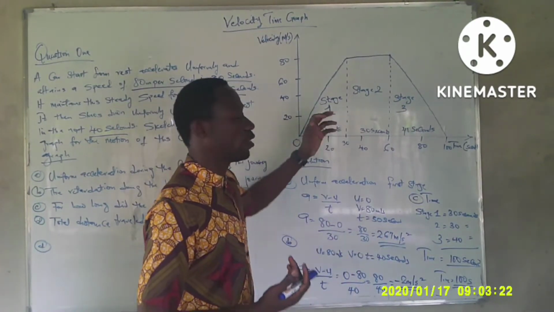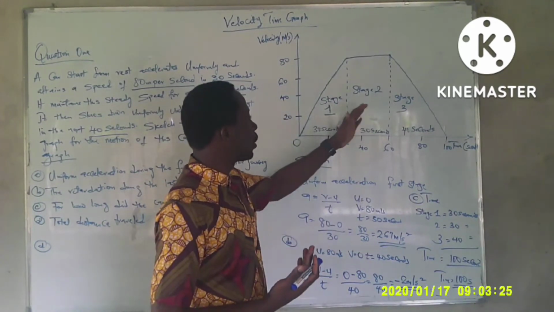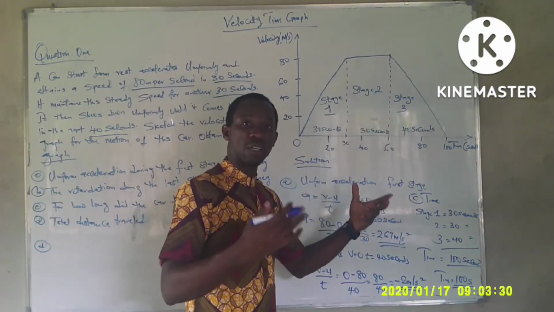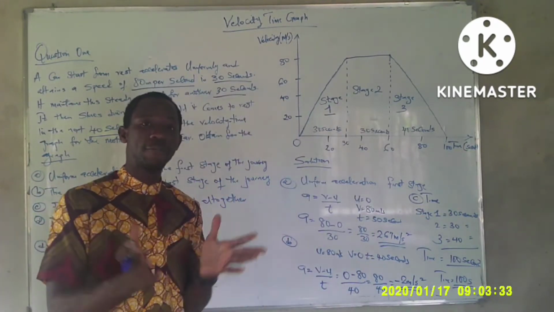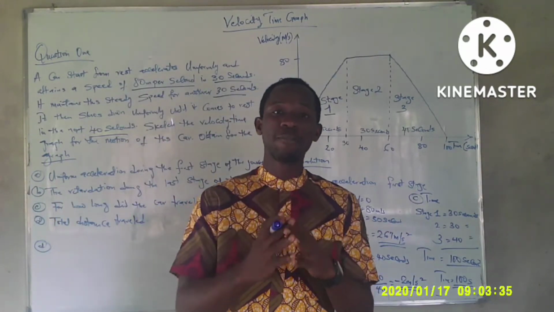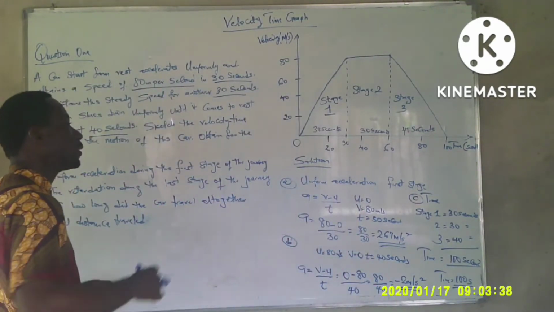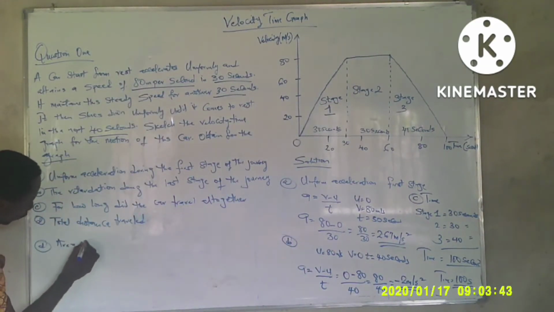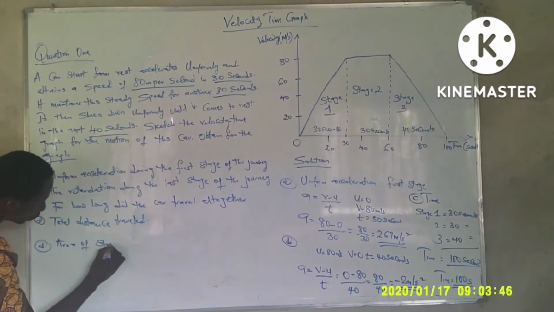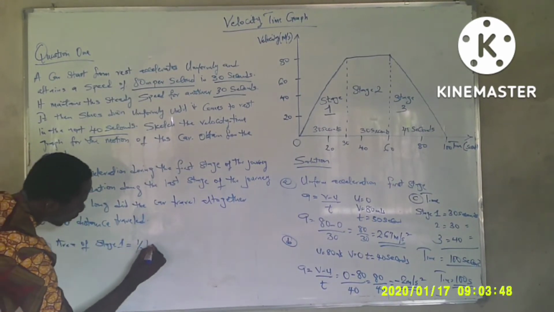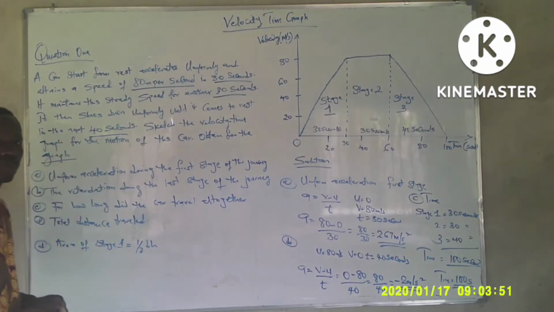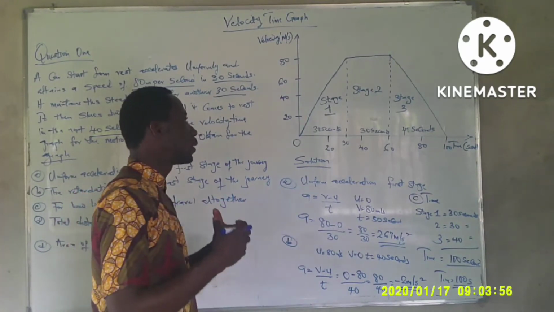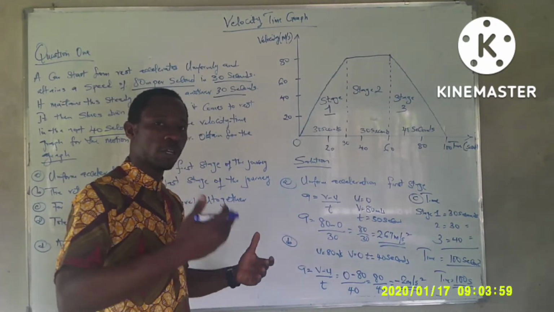Stage 1, what is the shape? It's a triangle. Stage 2, what is the shape? It's a rectangle. And stage 3 is another triangle. The formula for the area of a triangle is half base times height. So the area of stage 1 is equal to 1/2 base times height. We calculate the distance in each stage of the journey by finding the area of the shape for each stage.